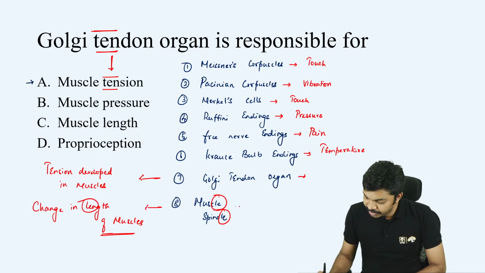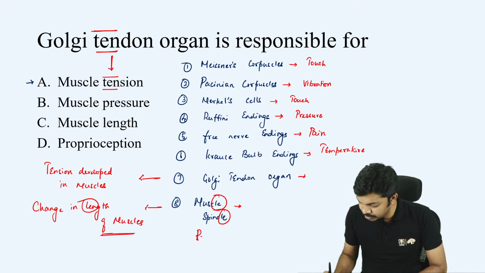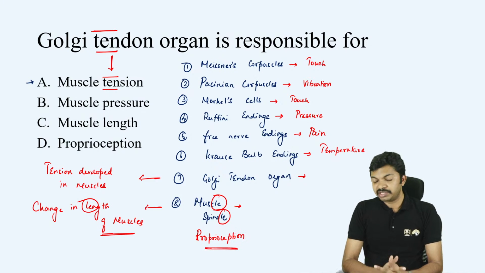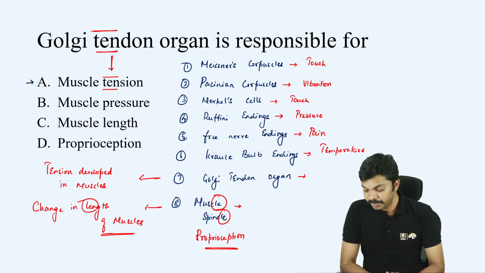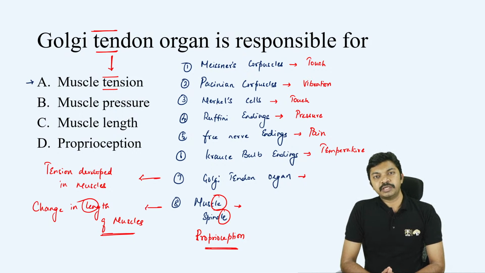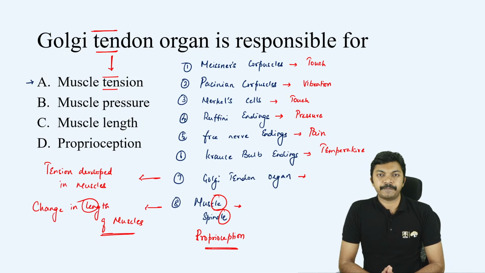Now muscle spindles are also called receptors for proprioception. Remember, when it comes to muscle spindle, you had two kinds of questions in the past. Number one, questions that used length of the muscle as an option. Number two, questions that used proprioception as the option.